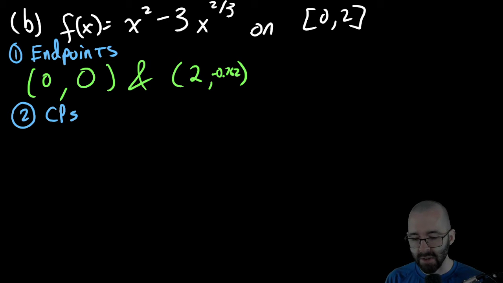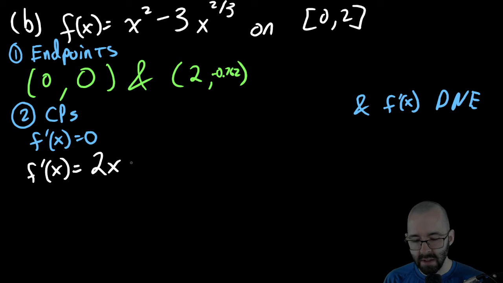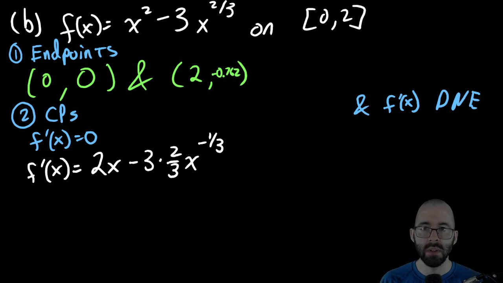Then other candidates are critical points, specifically when the derivative equals 0 and when the derivative doesn't exist. So let's find these other candidates. F prime of x, we'll use the power rule to get 2x minus 3, bring the exponent down and subtract 1 from the exponent. 2/3 minus 1, that's 2/3 minus 3/3, -1/3.